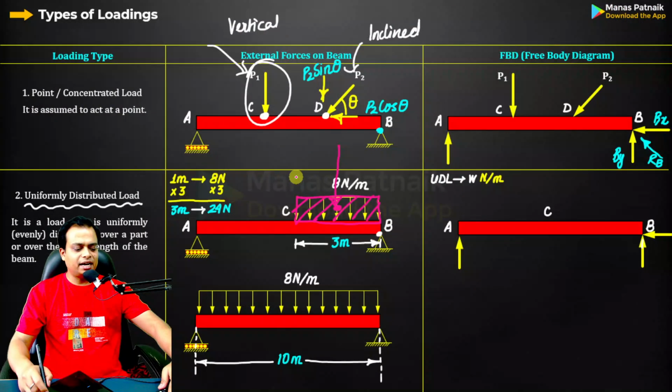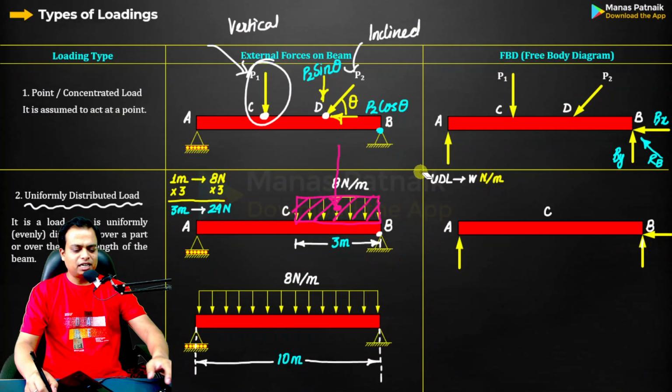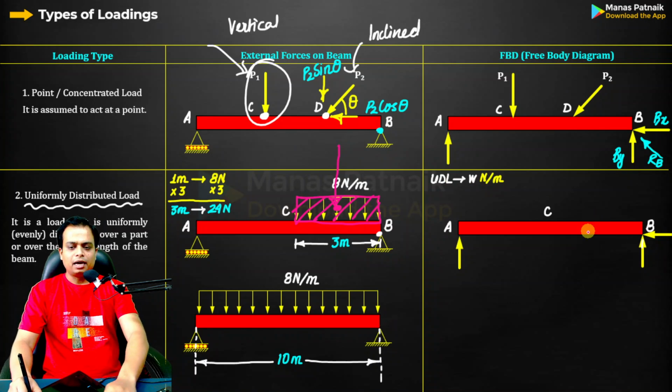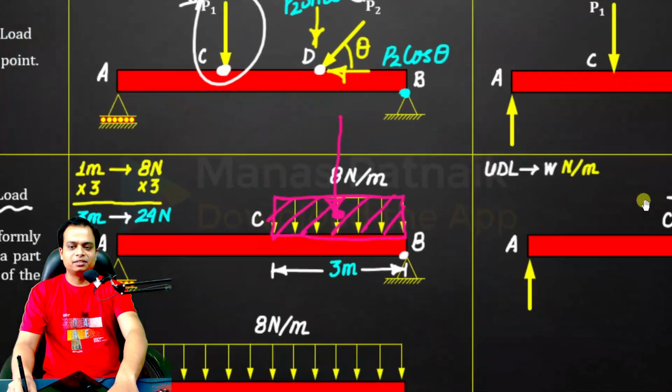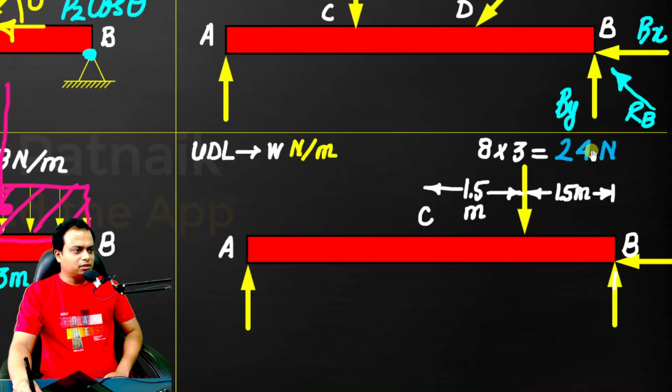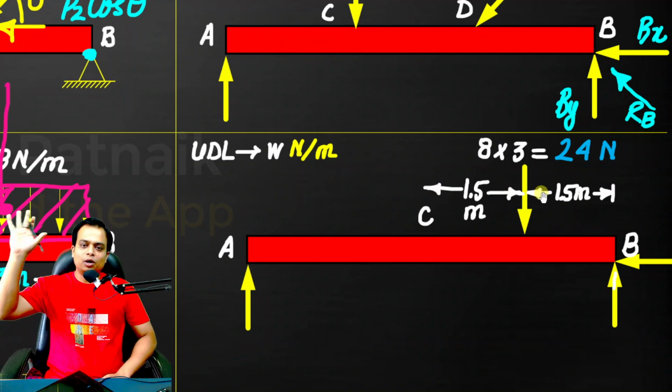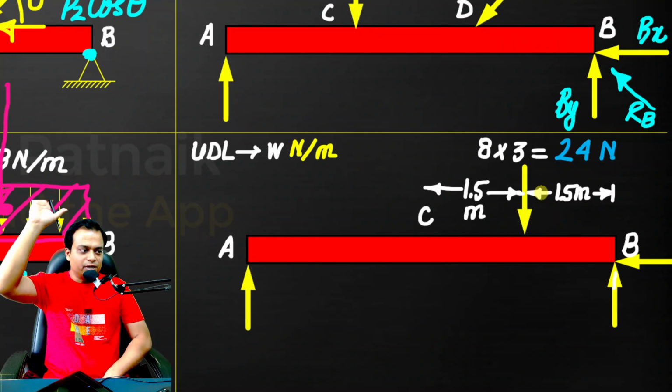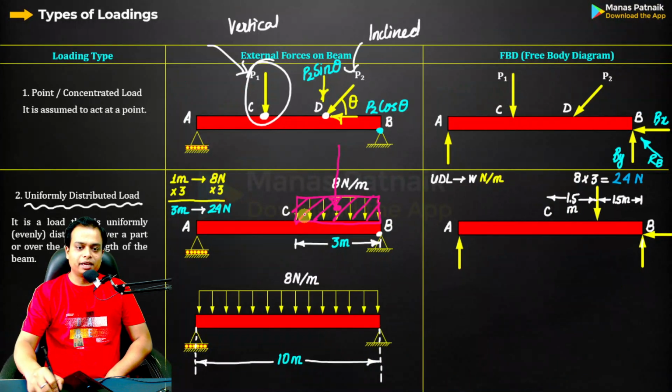That's the entire idea. Now let me remove this. Why shall I remove it? Let me place it over here, and here it is. 24 newtons. Okay, here it is. 24 newtons. 3 by 2 from C or from B. I hope you now have a fair idea about UDLs. Again, remember, in case of UDLs, the geometry that you see is that of a rectangle.